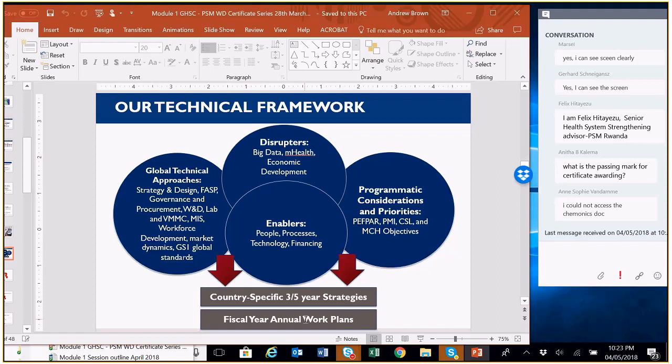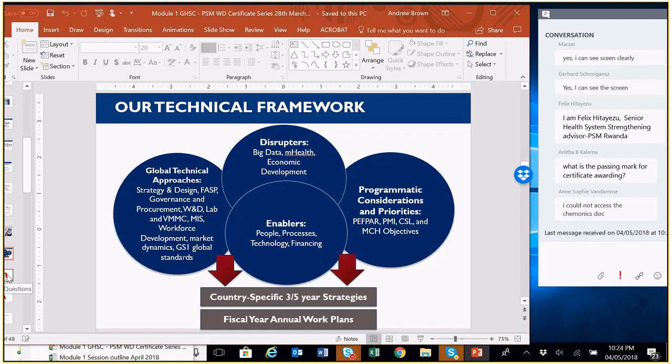And over the next few weeks, we'll be helping you to think about workforce development, which, remember, is cross-cutting across all of the different functional areas in supply chain, and equip you with some knowledge and skills and activities that you can put into your strategies and into your yearly work plans to help make change possible in your particular country context.